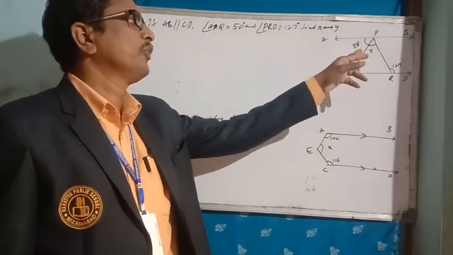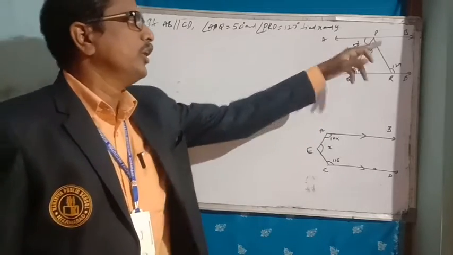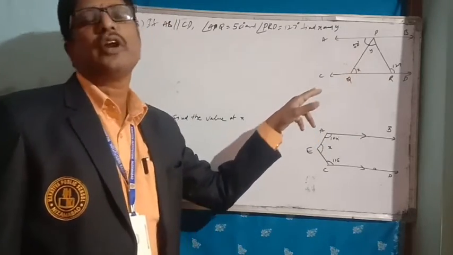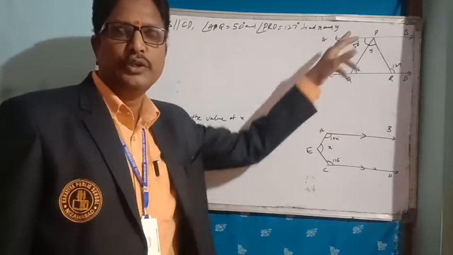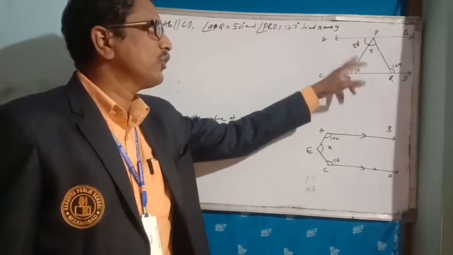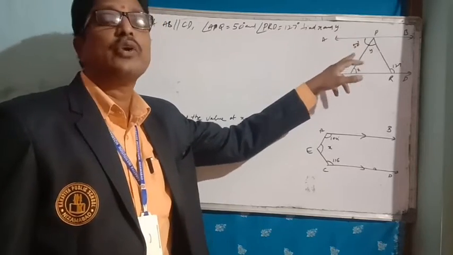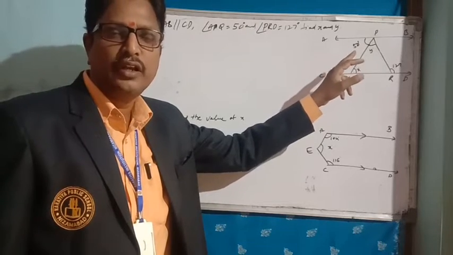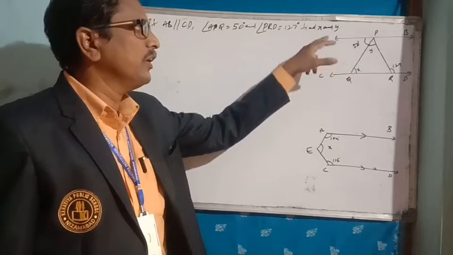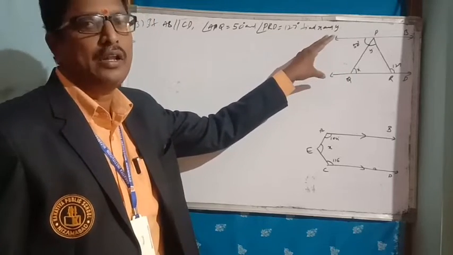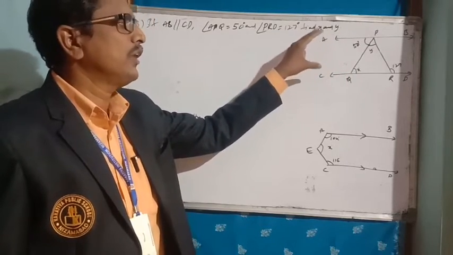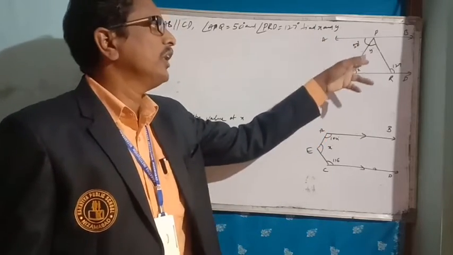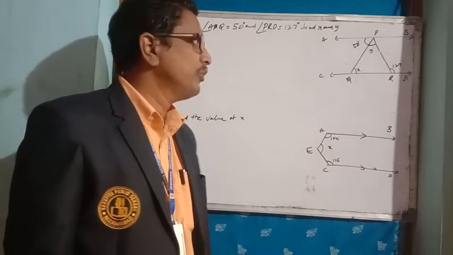See carefully. Now see here, AB is parallel to CD. Then PQ is a transversal. So what about these two angles? Those two angles are called alternate interior angles. Since AB is parallel to CD, if two lines are parallel, then alternate interior angles are equal. Therefore, x is equal to 50 degrees. That is the first answer completed.